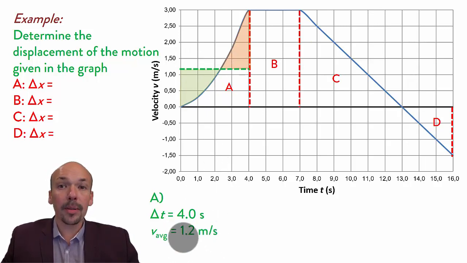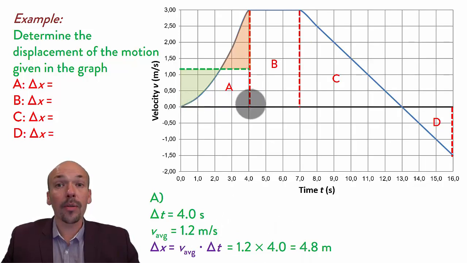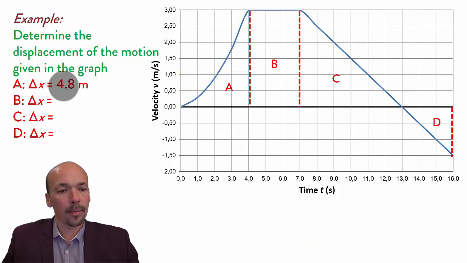So now we have the average velocity, we have the time, so we multiply them, and we get a displacement of 4.8 meters. So during those first 4 seconds, the displacement was 4.8 meters. So we can put it there.